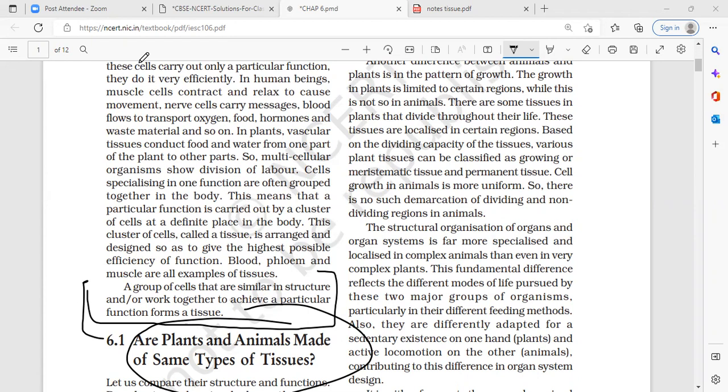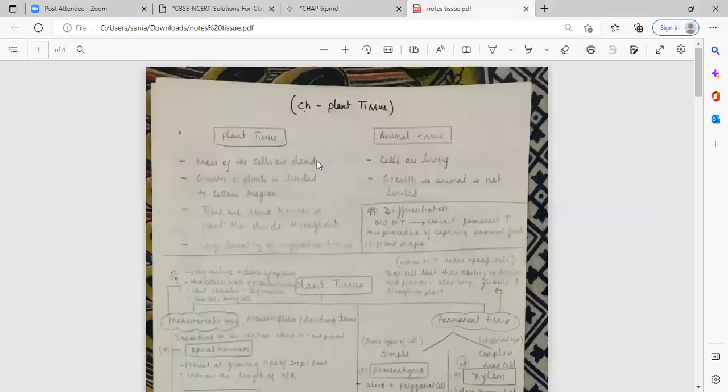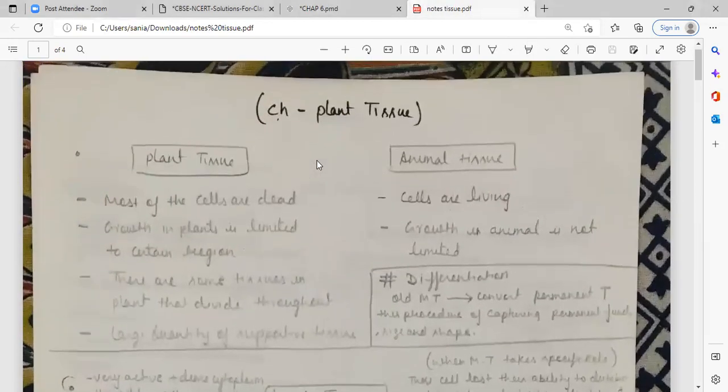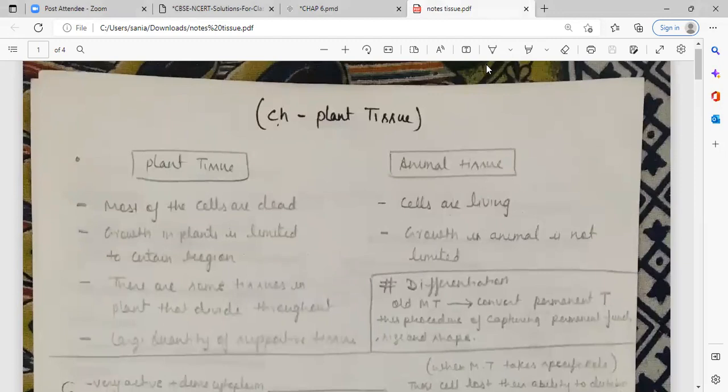Done, ma'am. Okay, so now before starting, tissue you already know. So let's just do one differentiation between the plant tissue and the animal tissue. Okay, so in plant tissue, most of the cells are dead and animal tissue cells are living. Growth in plants is limited to certain regions. See, this is a plant, so of course it will grow to a limited extent, right? So growth in plants is limited, but growth in animals is not limited.